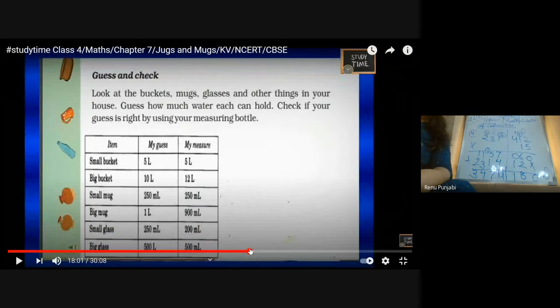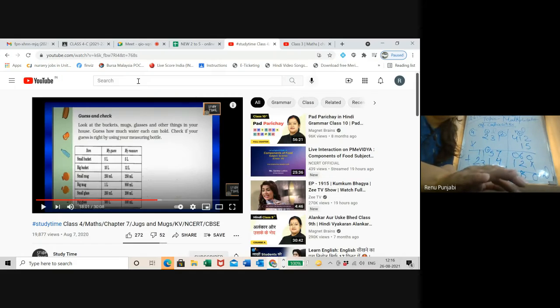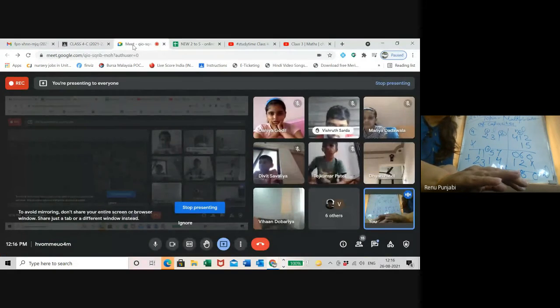Guess and check. Find your own way to make a bottle which can measure 200 ml, 400 ml, 600 ml, 800 ml, and a liter. Discuss with your friends. I told you to make a bottle. Take a 200 ml bottle and keep on marking. Is there any child who has made the measuring bottle? किसी ने बनाई है?